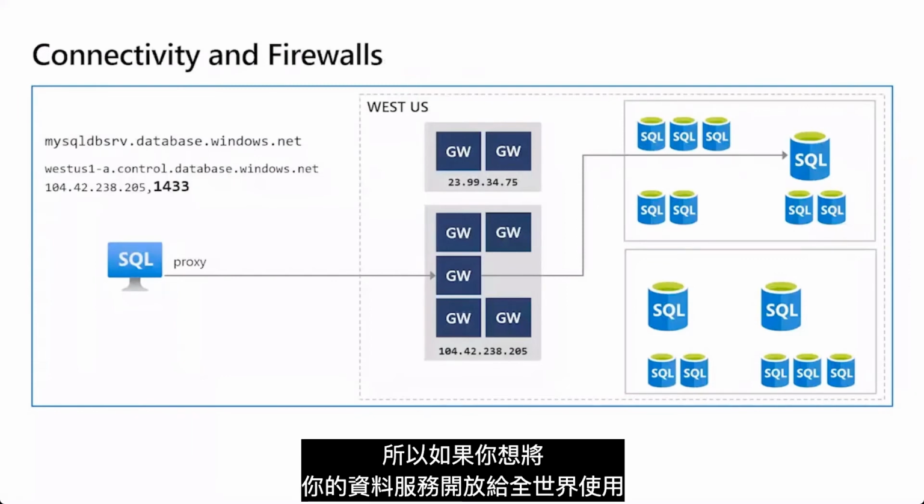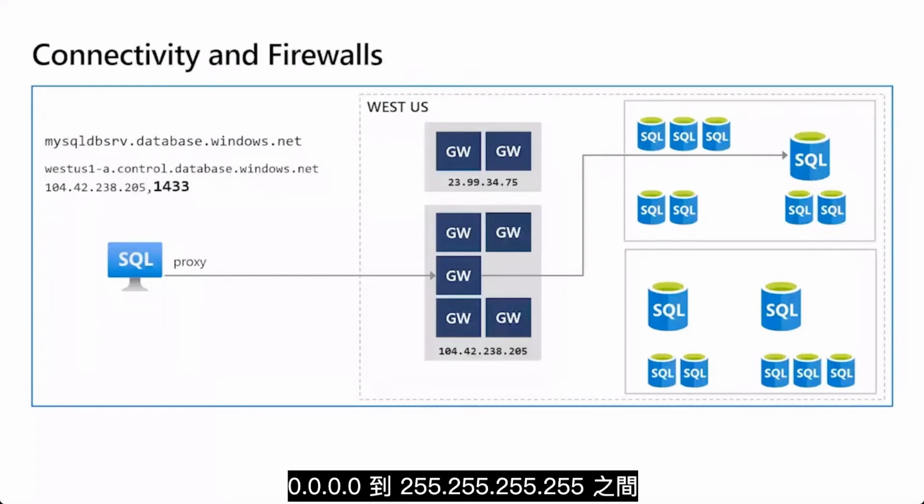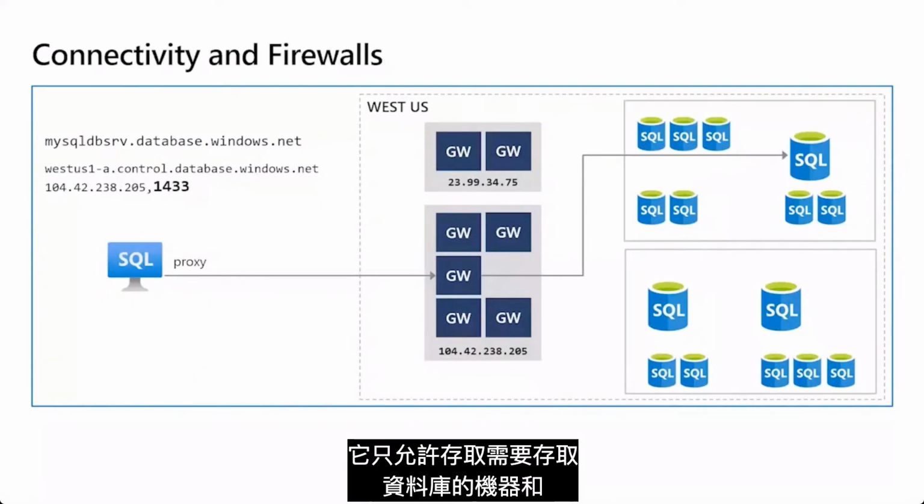If you wanted to open up your data service to the world, you can also specify this range to be between 0.0.0.0 to 255.255.255.255. However, keep in mind that you shouldn't actually do this for any production workloads, and only allow access for the machines and applications that need to access your databases. Otherwise, you'll be exposing yourself to a lot of security vulnerabilities on the network.